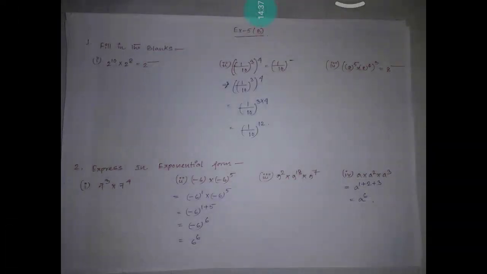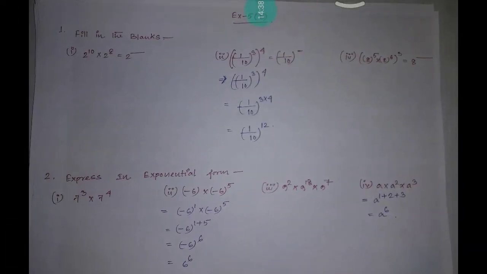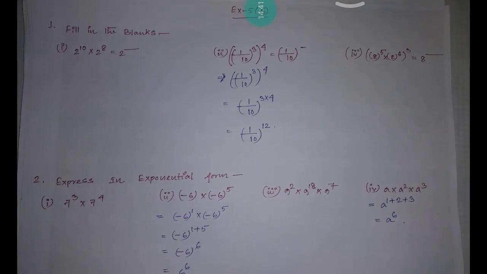Now see question number 1. Fill in the blanks. 2 power 10 into 2 power 8 is equal to how much? Listen first, I am explaining, then you have to do it by yourself. 2 power 10 into 2 power 8. Which formula will be applicable? All the bases are the same, multiplication is given, that means the first formula, your power will be the addition, that means 2 power 10 plus 8, that means 2 power 18. Okay, this one you will do.